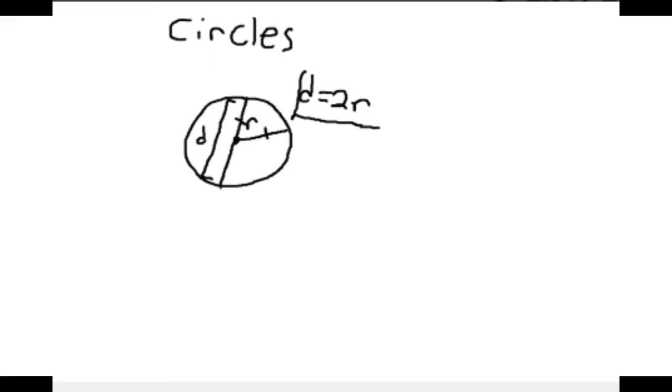This is a really important fact that you're going to need to know. The reason why is because for a lot of problems, they might give you the diameter of the circle, but you'll need the radius, because a lot of the formulas for circles require the radius. So that's your diameter and that's your radius, the main two properties of circles that you need to know.